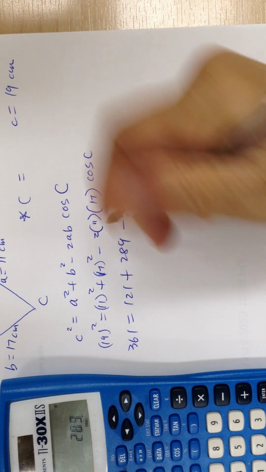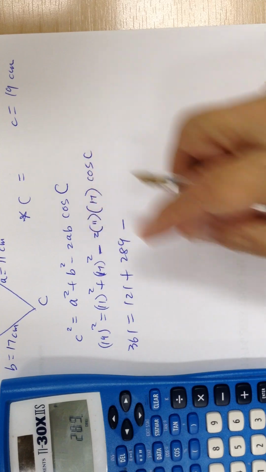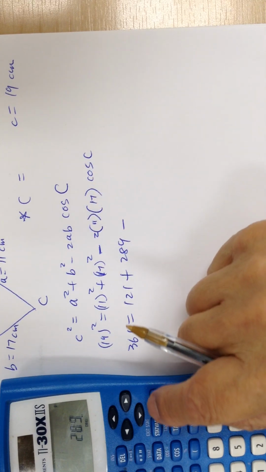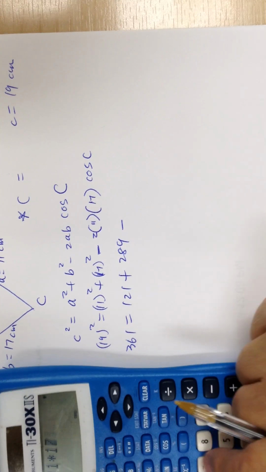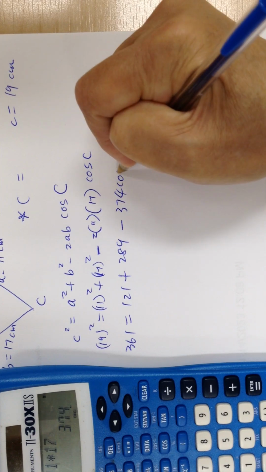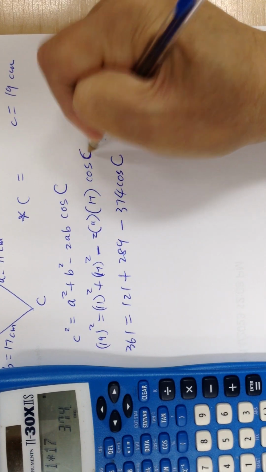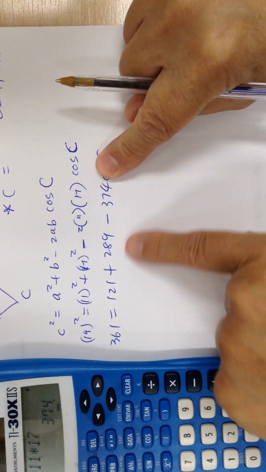minus, okay, so now remember these are terms. This whole thing is one term, okay? So just be aware of that. So it'll be 2 times 11 times 17, so minus 374 cosine of C. Okay, so this is all together. So do not just minus that.